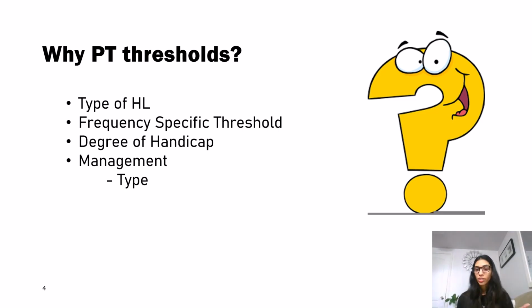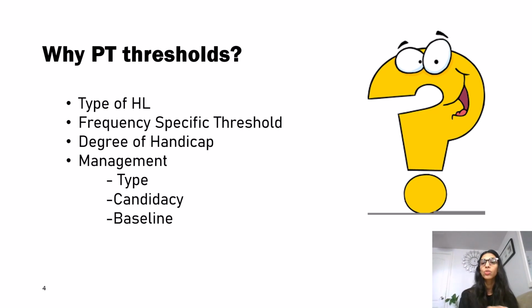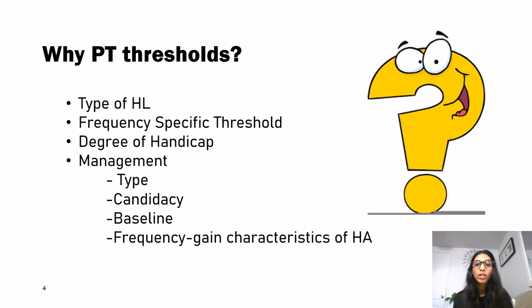If the type of hearing loss is conductive hearing loss, then we can send them for medical management. So to determine what type of management has to be given, we can use the Pearson threshold. And to determine the candidacy of, for example, cochlear implantation, and to get a baseline, if you're going for a therapy or a treatment, you need to know where that patient lies. So in order to figure out the baseline, we can do a Pearson threshold.